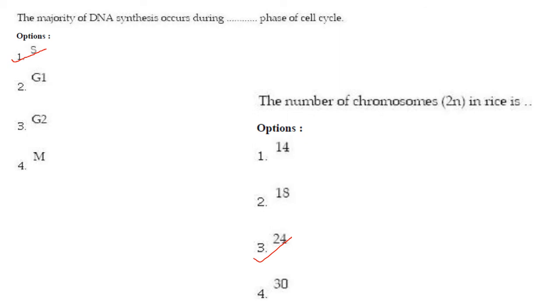Next one. The majority of DNA synthesis occurs during dash phase of cell cycle. Option 1, S, 2, G1, 3, G2, 4, M. Answer is option 1, S.